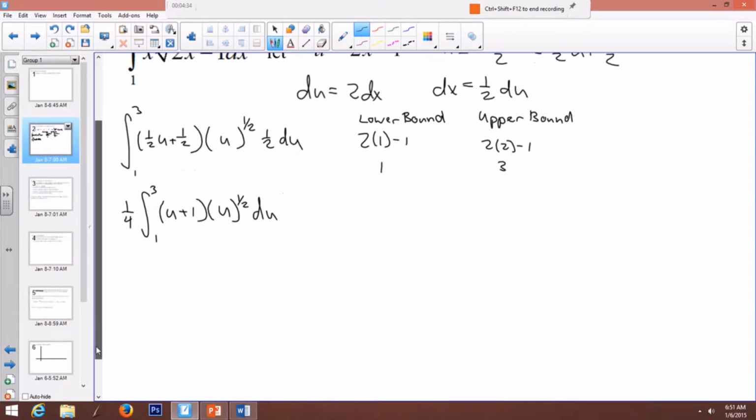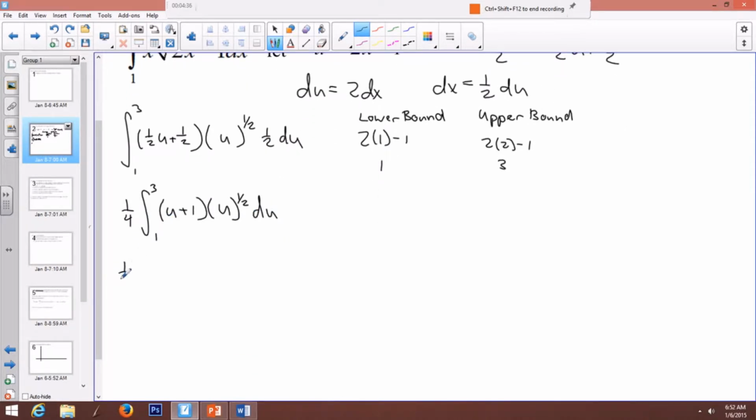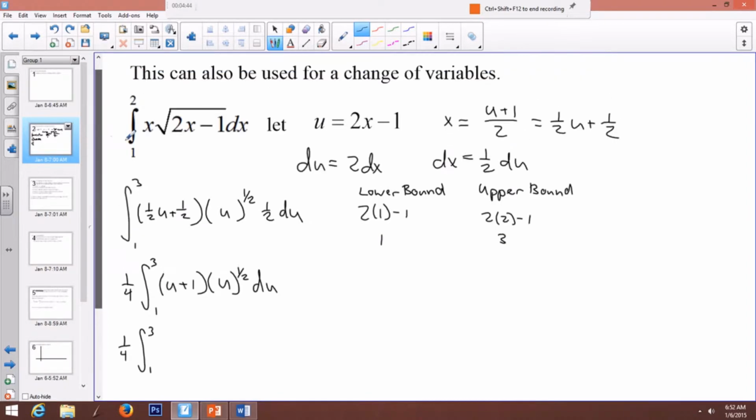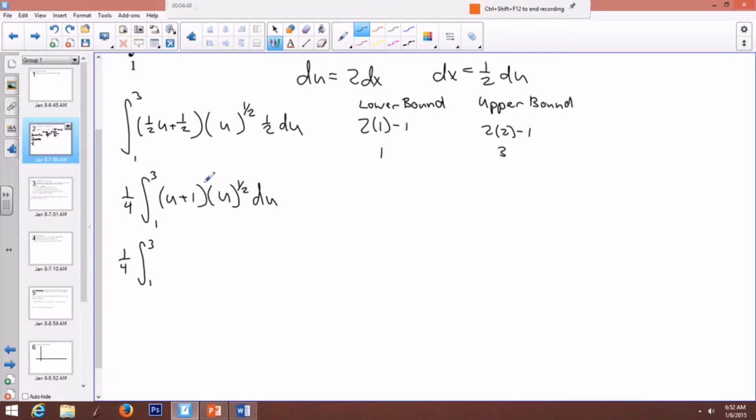Now I'm going to finish this integration. I'm going to go to 1/4 integral from 1 to 3, and it's at this point that we really see the power of using this change of variables. Now, since this is to the first power, I can distribute this u to the 1/2 to both of these terms.